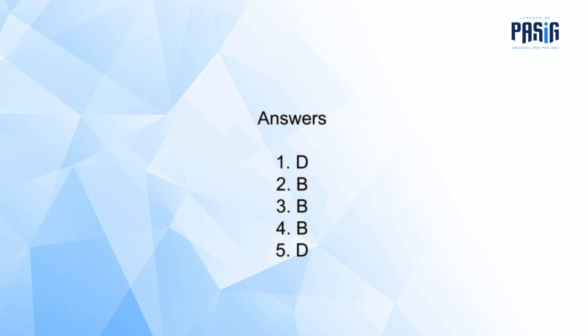Here are the correct answers. Number 1 is letter D. Number 2 is letter B. Number 3 is letter B also. Number 4 is also letter B and number 5 is letter D.